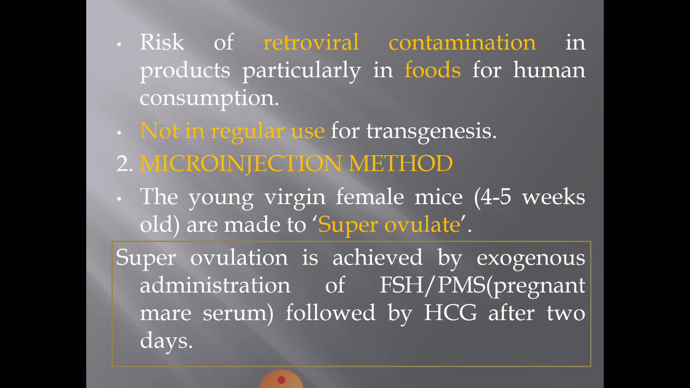And after 2 days, for these mice which have already been administered FSH or PMS, you will give an additional dose of HCG, that is human chorionic gonadotropin, so that the mice which have been treated with these hormones are ready to superovulate. That means instead of releasing 4 to 5 ova from their ovaries, they will release 40 ova. This is called superovulation.